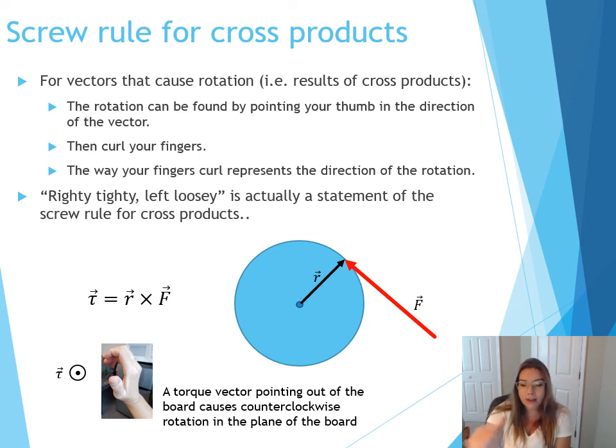If you want a lid to come up, point your thumb up, and your fingers curl around in the way that you need to spin to turn the lid. If you want the lid to go down, now your fingers are going clockwise, and so you're actually turning right. So righty-tighty, lefty-loosey, that's where that phrase actually comes from.